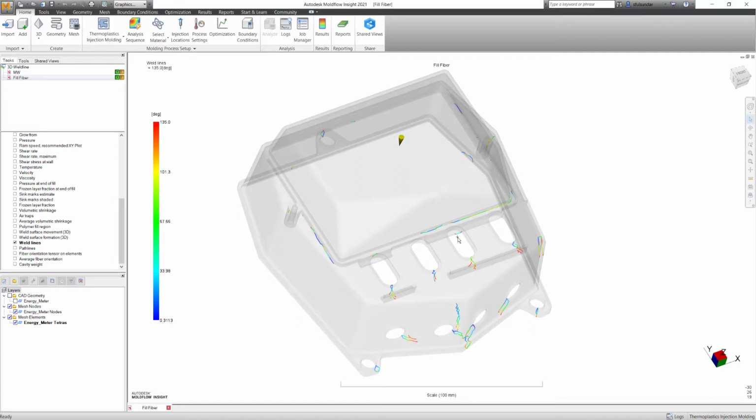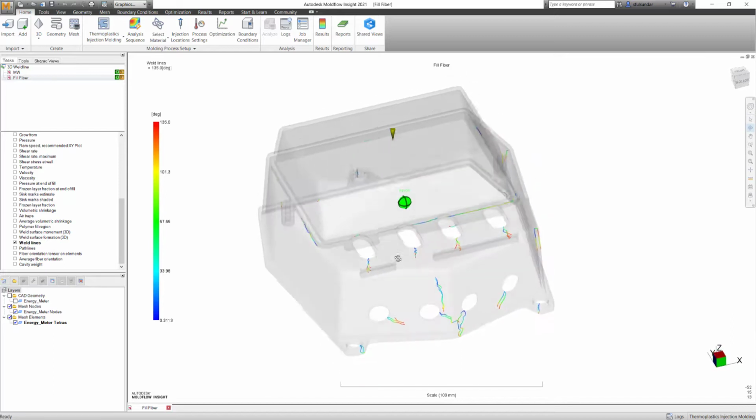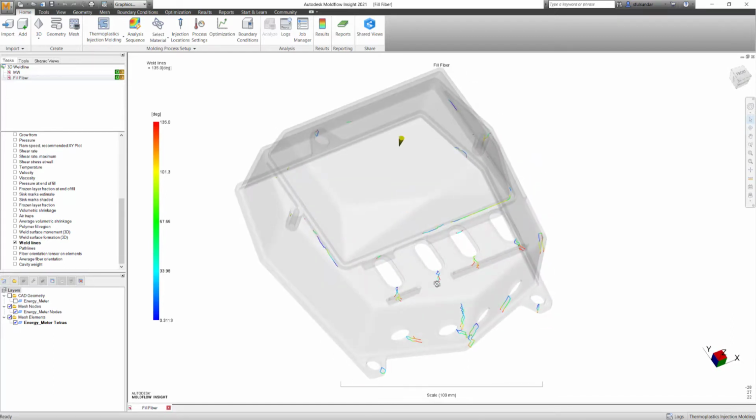It's a surface weld line forming on the surface. As the flow front moves, wherever the flow meets and converges, the weld line is formed. That's represented with the help of the weld line.